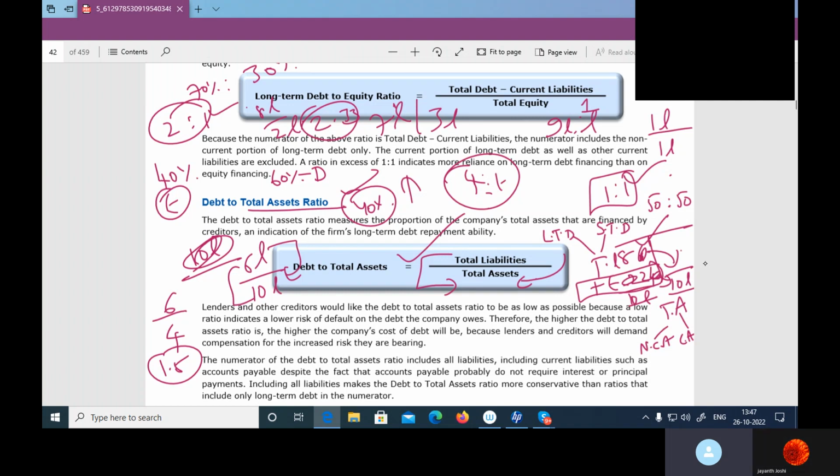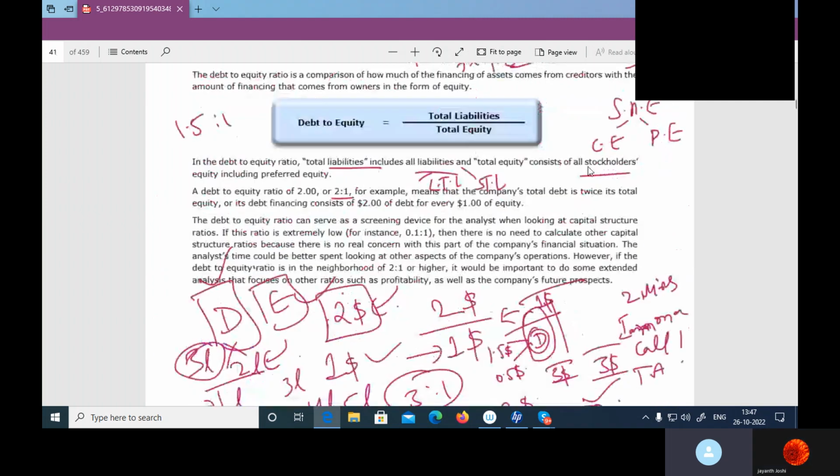We can move forward, sir. We have this in the textbook. I'm making a note.